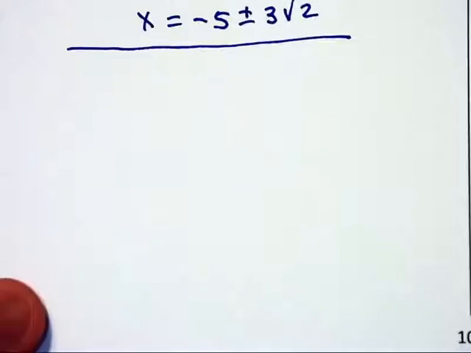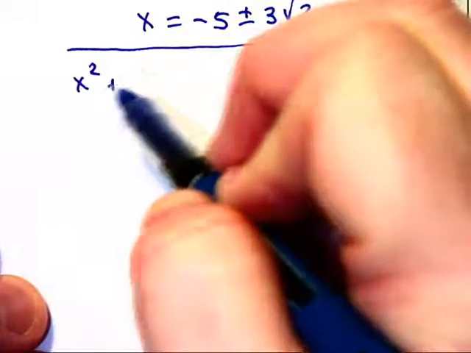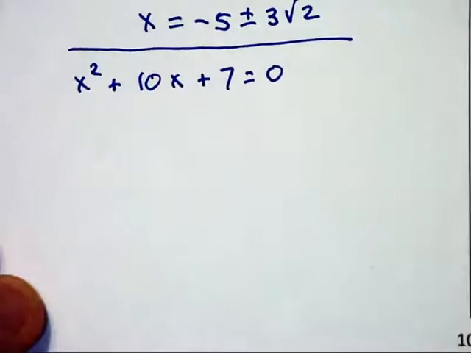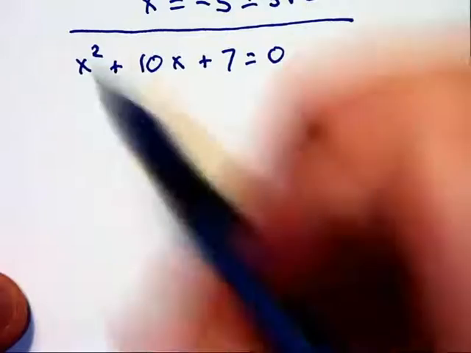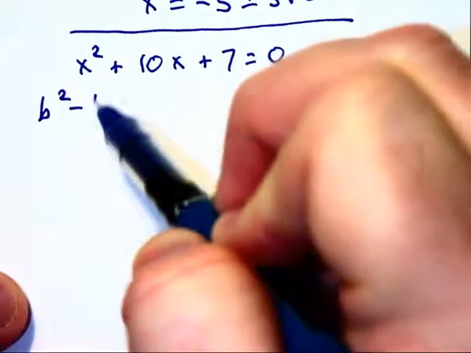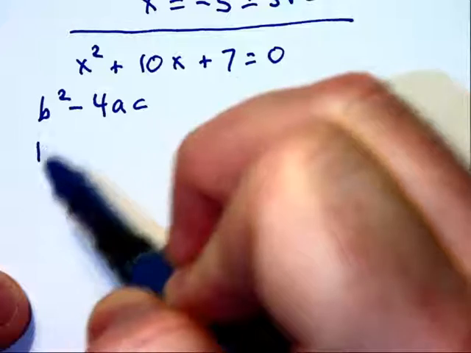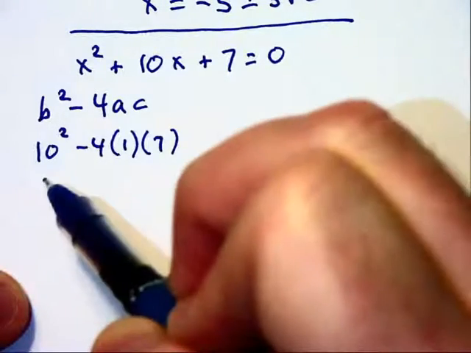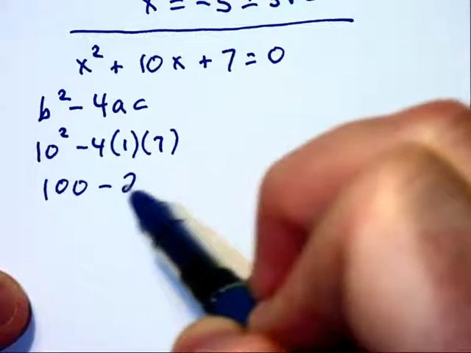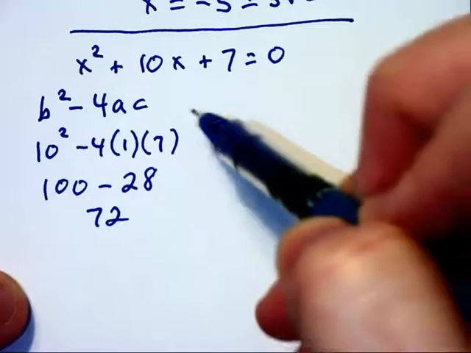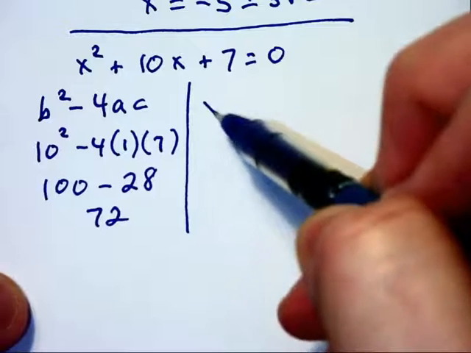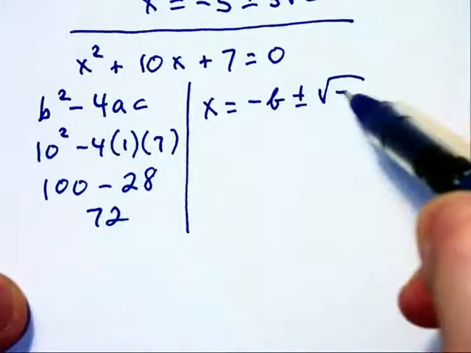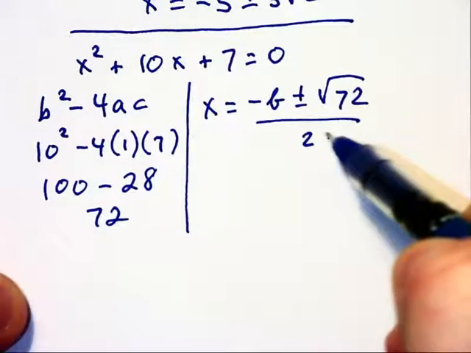Now, as a second way of solving this problem, we can use the quadratic formula because it's already in standard form and we already can identify easily a, b, and c. Let's begin with the discriminant b squared minus 4ac. This becomes 10 squared minus 4 times 1 times 7, and that will be 100 minus 28, which is 72. Moving on to the rest of the quadratic formula, we'll have x equals negative b plus or minus the square root of 72 all over 2a.